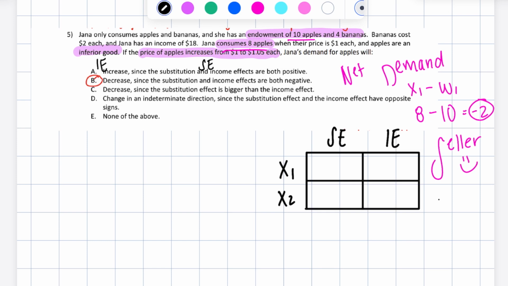And so now we have a price increase. Price increase of x1 means that we're going to go the opposite direction for substitution effect. And then as far as income effect, if we have prices going up and we are a seller, that is good for our income. Our income is going up because we're selling things at higher prices. However, it tells us that it is an inferior good. So as income is going up and we have an inferior good, we actually are going to consume less of it. So our income effect for apples is negative. Therefore, our answer is B, the decrease, since the substitution and income effects are both negative.